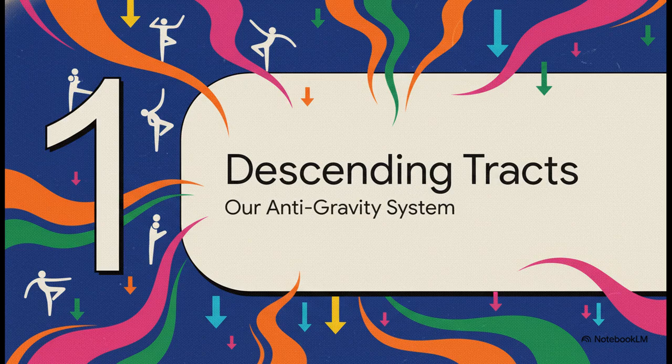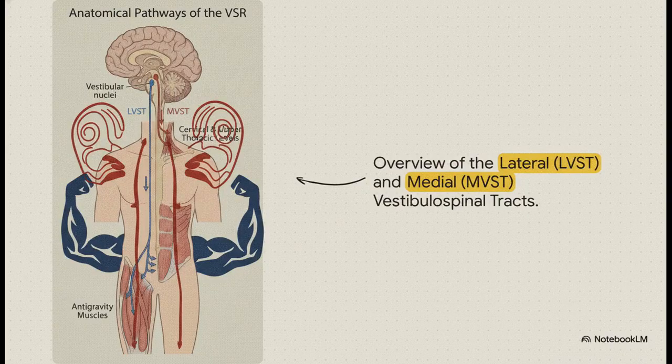Okay, section 1. The descending postural tracts. This is basically our anti-gravity system. So let's start by following those downward pathways that stop us from just collapsing into a heap on the floor. So take a look at this. It lays out the two major players in our vestibulospinal system so clearly.